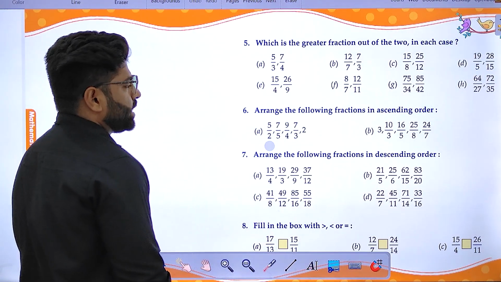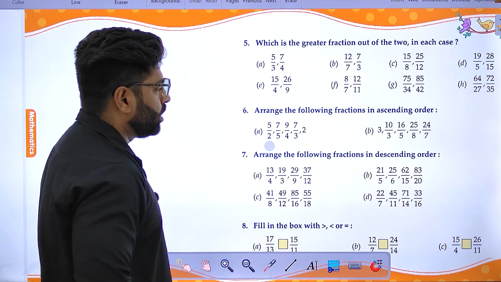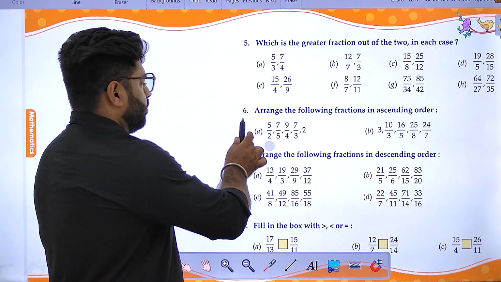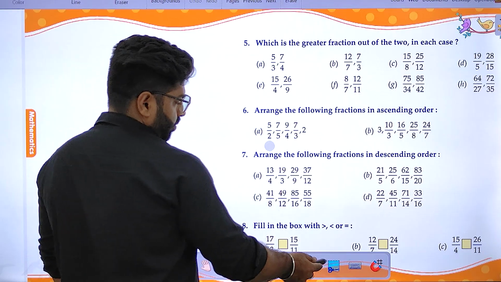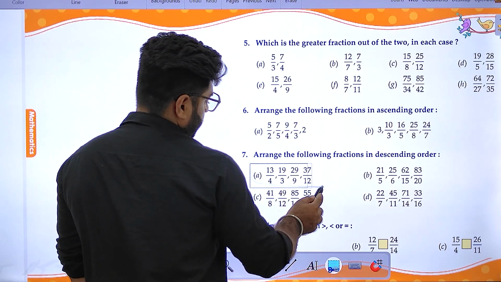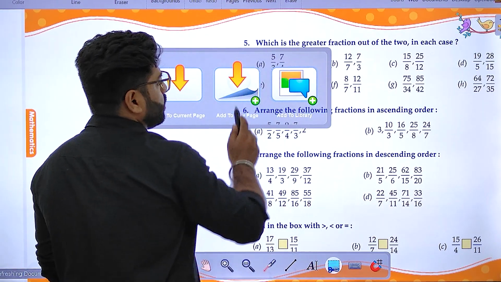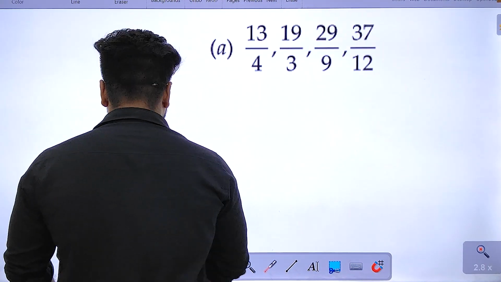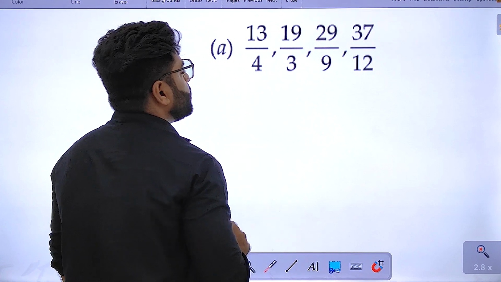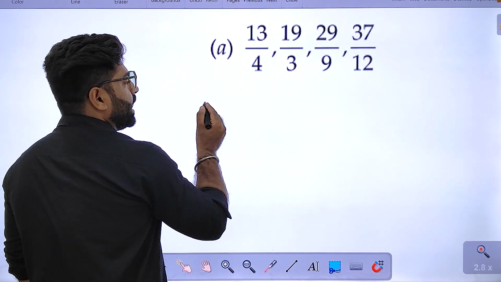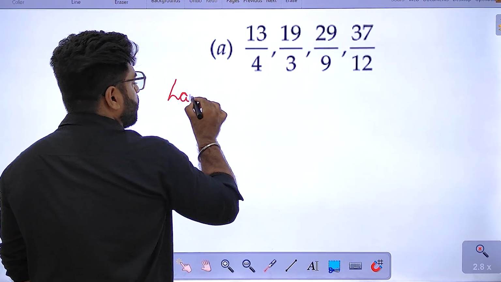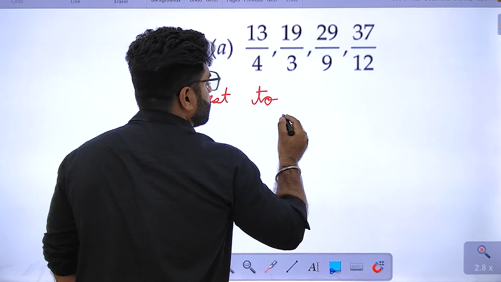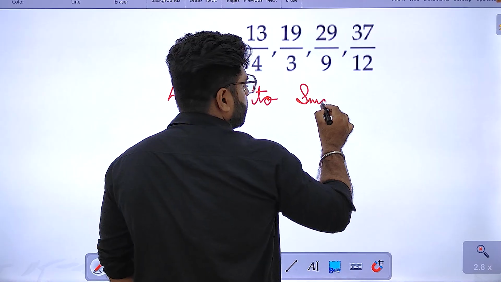Now come to question number 6, use the following ascending order and descending order. We have also done this part. So we are going to do question number 7, and we will take a part for explanation purposes. Let's see what we are having here. We have these fractions, and we have to arrange them in descending order. So we have to start from the largest and go in sequence to the smallest.